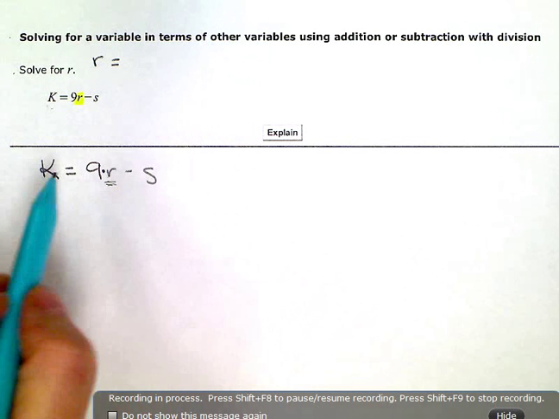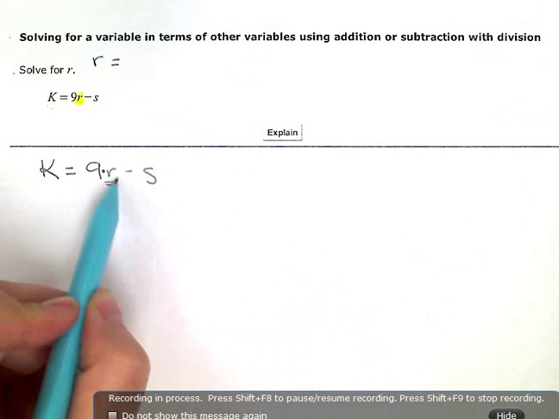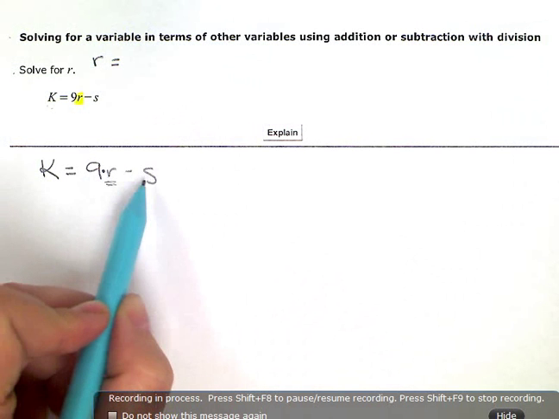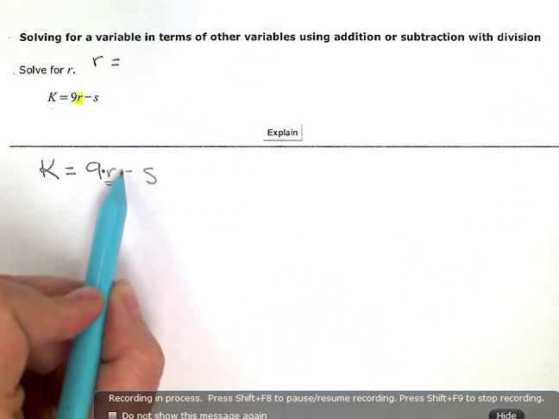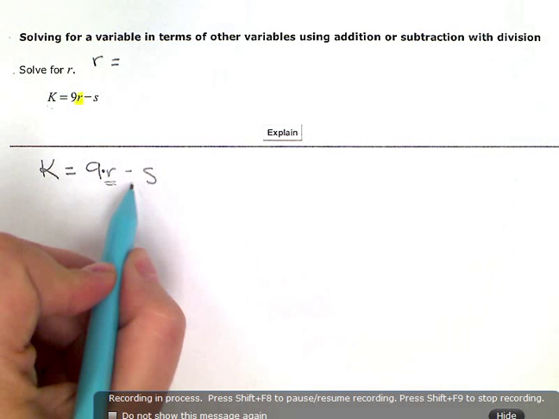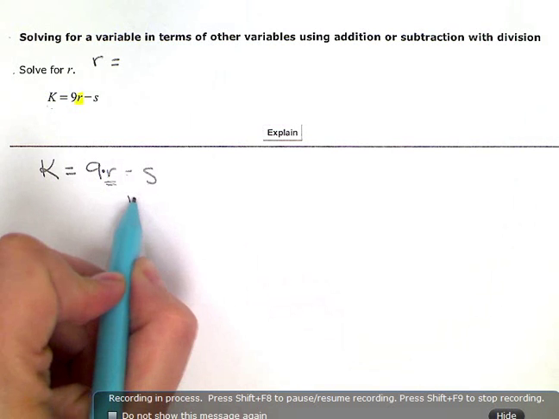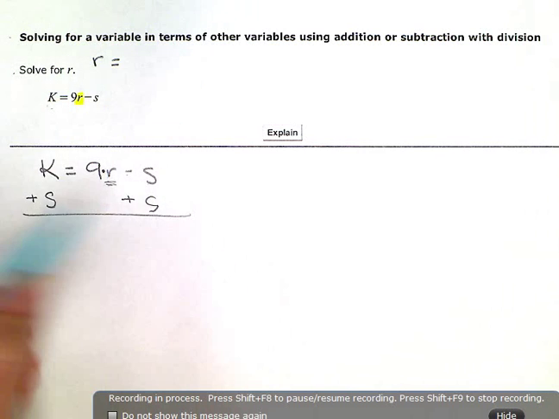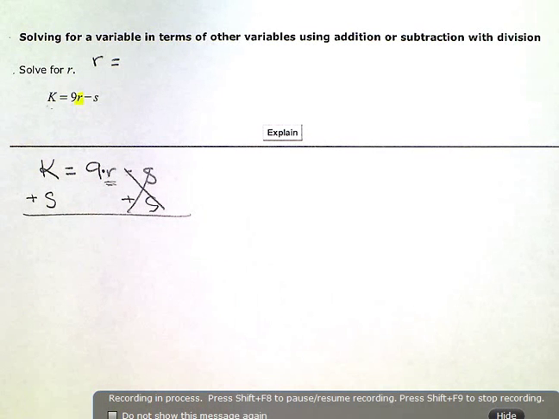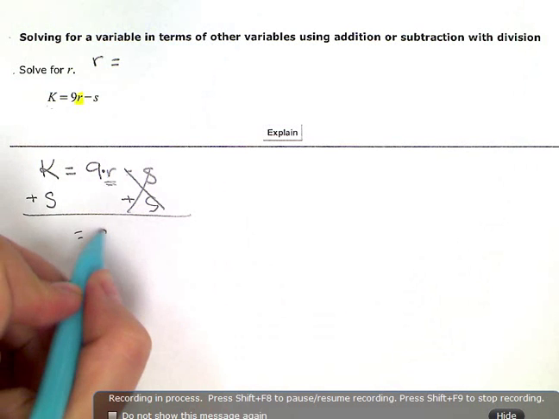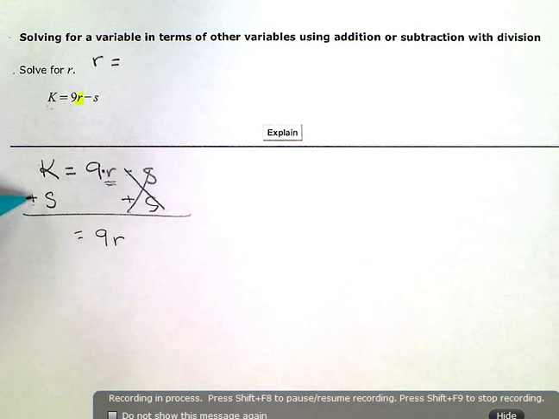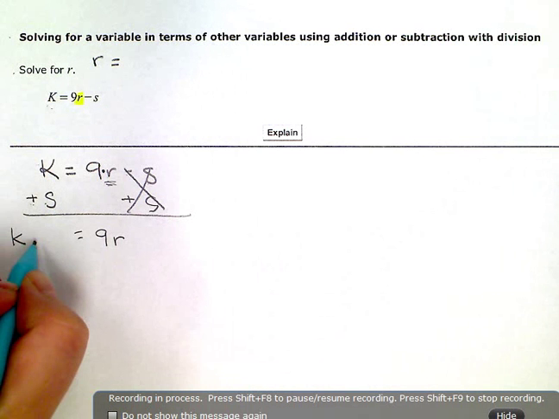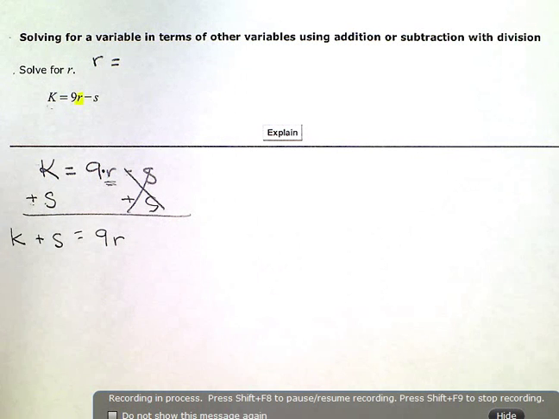So before I deal with the coefficient, the one attached directly to the variable I'm looking at, I want to get rid of any other terms that are on this side of the equation. So I'm going to zero out this minus s using the inverse, which is plus s. And I need to do that to the other side, plus s. So on the right, those zero out, and I'm left with just 9r. But on this side, I have two terms, k plus s, and they're not like terms because they don't have the same variable. So I have to just leave them as is. So k plus s as two separate terms.